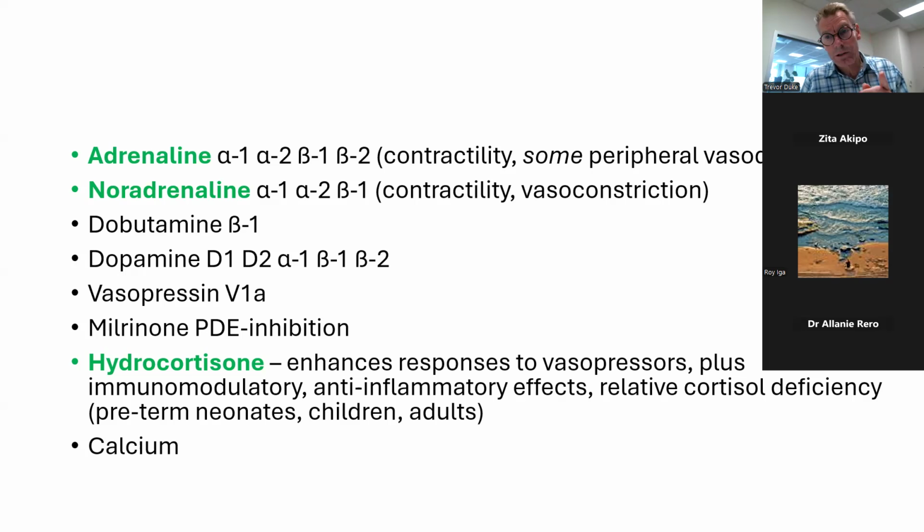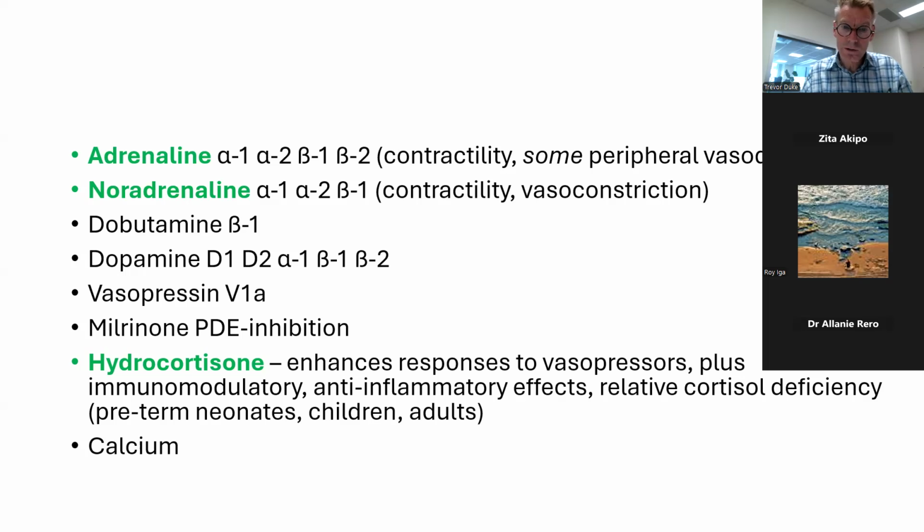The second agent I want you to know something about is noradrenaline. And noradrenaline has one different property, and that is that it increases contractility, but it also increases vasoconstriction. And so if you've got a child who's got severe warm shock, as in they've got vasodilatation and low blood pressure, then noradrenaline is often the drug to use. I'll explain the differences between adrenaline and noradrenaline, and when we use one over the other, shortly.